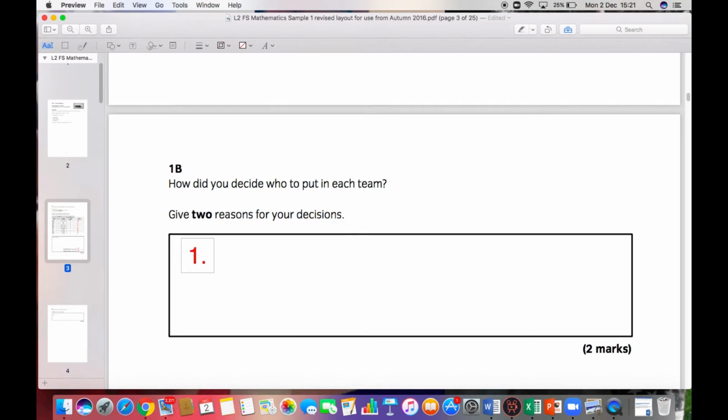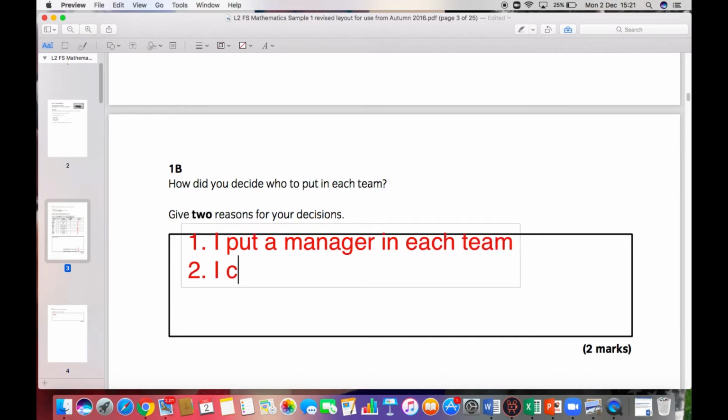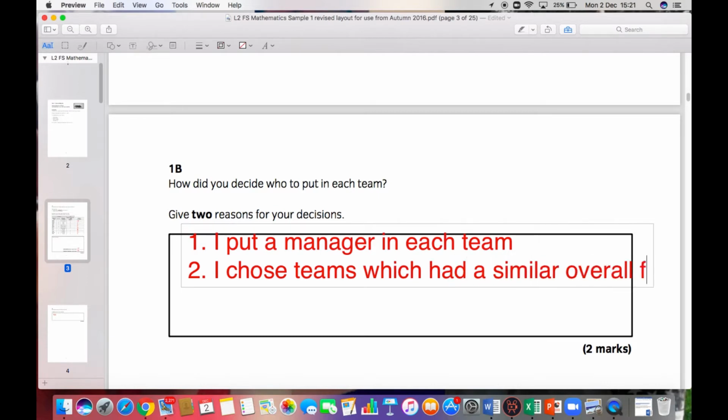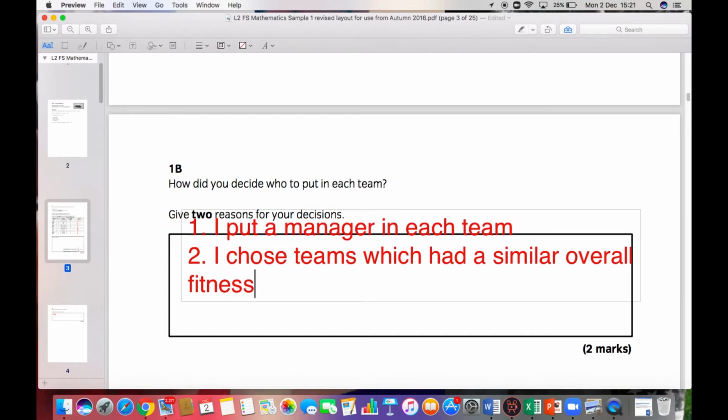So number 1, I put a manager in each team. And number 2, I chose teams which had a similar overall fitness level.